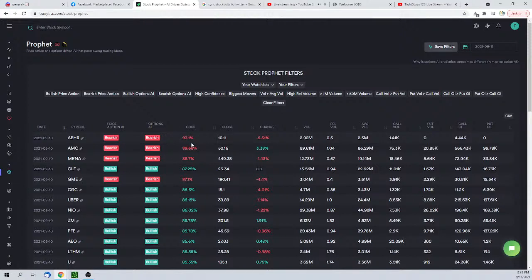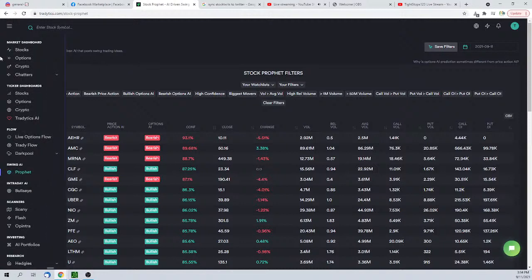So they're 93% confident that AEHR is going to go down. They're 90% confident AMC is going to go down, and they're almost 90% confident Moderna is going down. That's why I don't take a lot of heart into these, because these are swings, and these could be 2 months out, a month away. I don't like swinging stuff for a month or two. I'm a short-term swinger and intraday, so I'm not trying to hold stuff for a week. I want to get my money and get out.